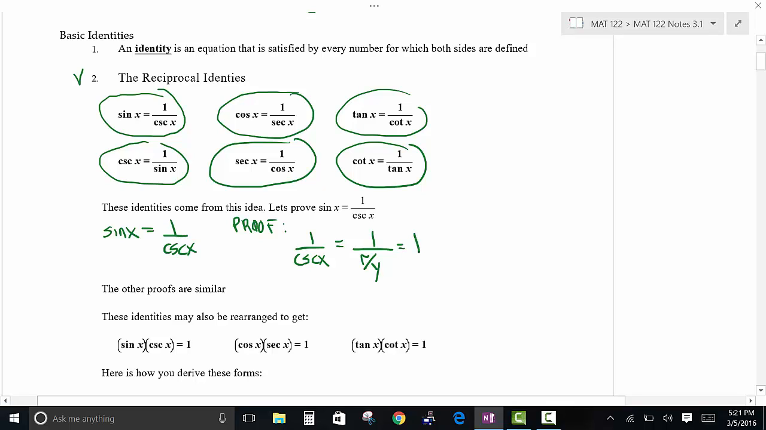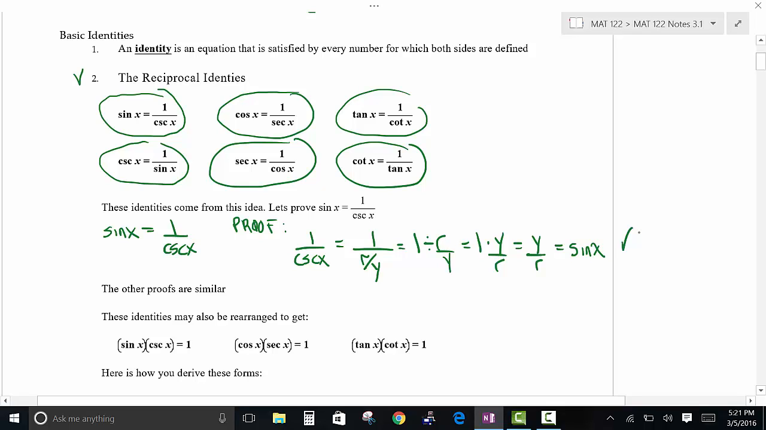So this is really saying that we're doing 1 divided by r over y, which is saying that we do 1 times y over r because we're dividing fractions. That gives y over r. However, y over r is the definition of the sine. So that is a demonstration of why that works.